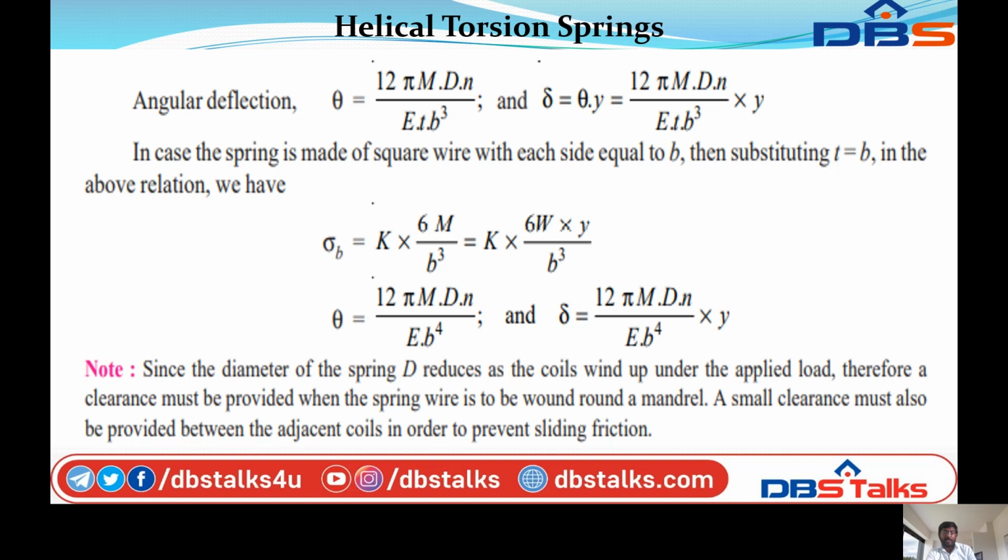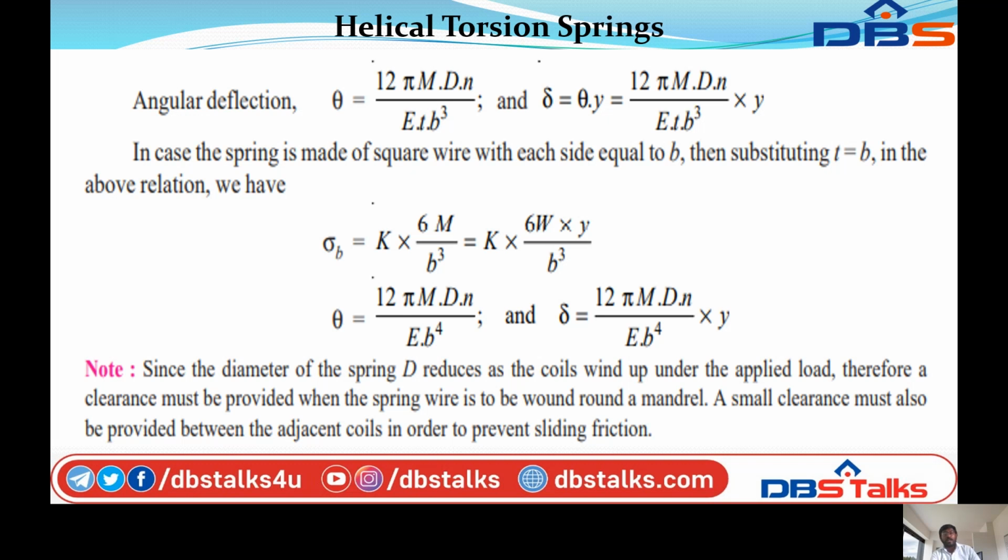Since the diameter of the spring D reduces the coil wind up under the applied load, clearance must be provided when the spring wire is to be wound round a mandrel. A small clearance must also be provided between the adjacent coils in order to prevent sliding friction.